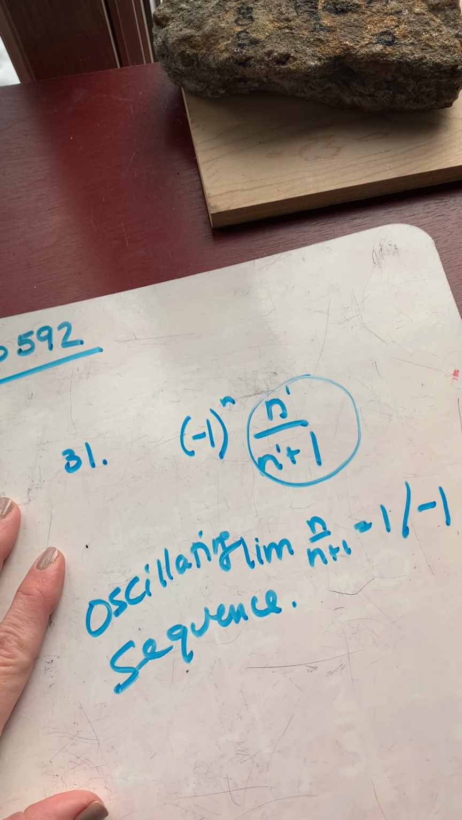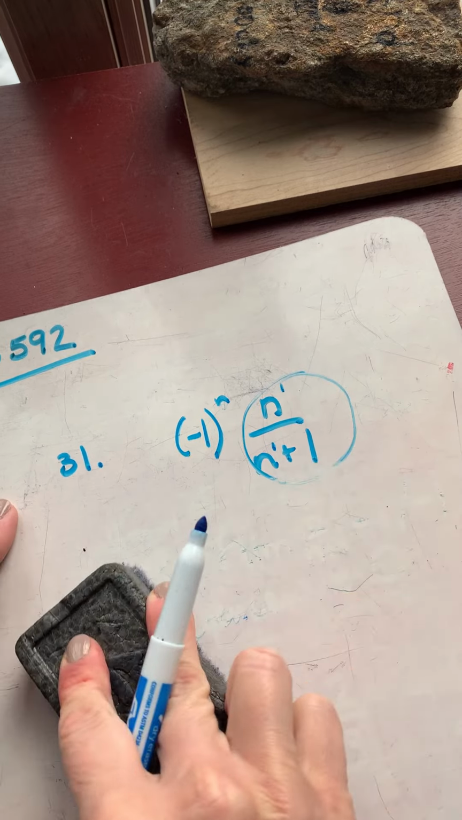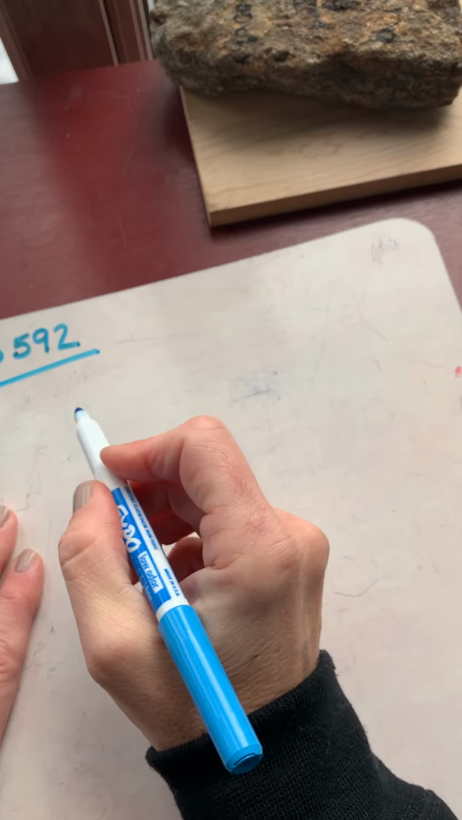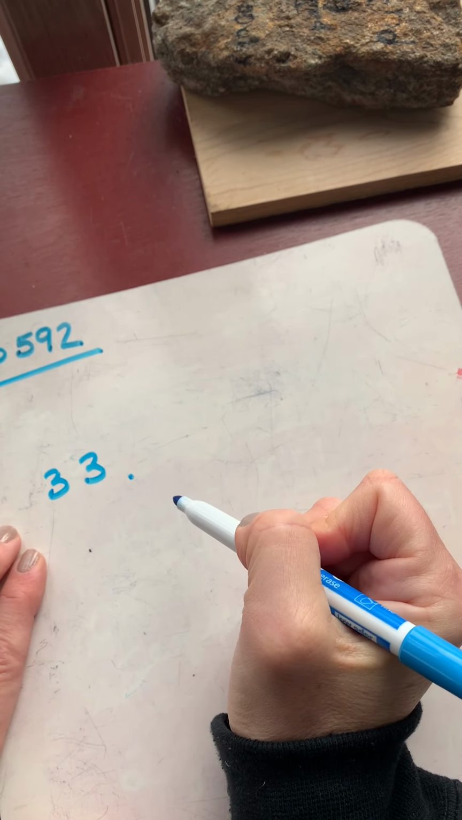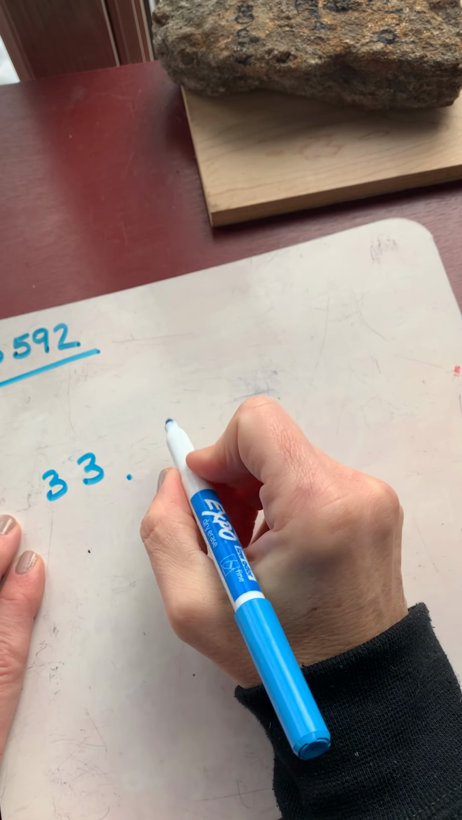But that doesn't help me. I need to get close to the same thing as I go through. That one's a little tricky. You won't see that come up again, but I still like it. 33. So here's that example of I don't have an alternator now.